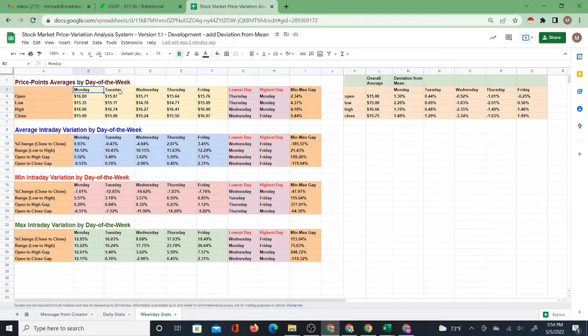This is the average price of all the Tuesday opens, the Wednesday opens, the Thursday opens, the Friday opens. And then the same thing for the low prices, the high prices, and the close prices per day of the week, the average on each day of the week.